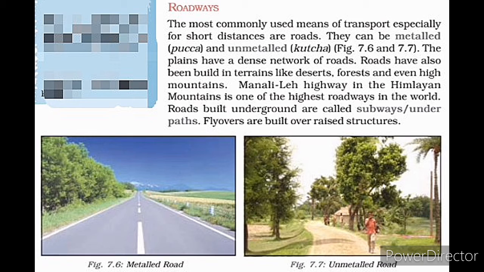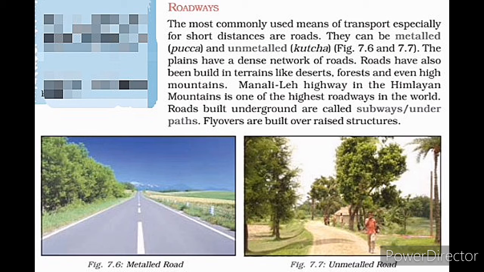The most commonly used means of transport, especially for short distances, are roads, obviously. They can be metalled, known as pakka, and unmetalled, known as kacha. The plains have a dense network of roads. Roads have also been built in terrains like deserts, forests, and even high mountains.